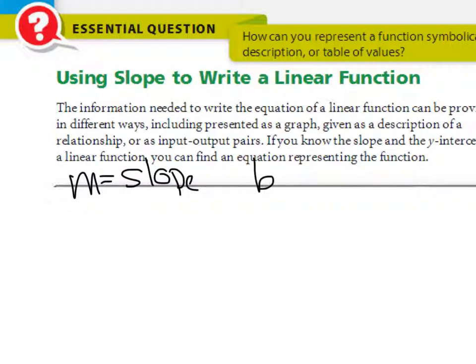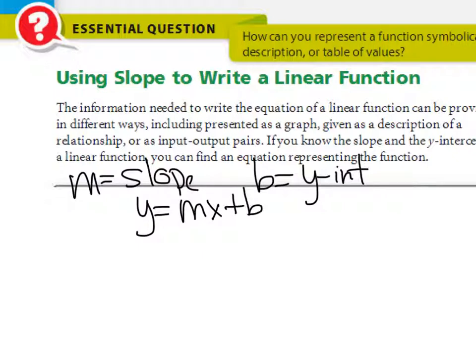And b is your y-intercept. Well, if we think back to the equations we've worked with so far, the equation that has the slope and the y-intercept is your slope-intercept form, which we know is the equation y equals mx plus b. So every time you finish your equation, it should have this form, y equals mx plus b.